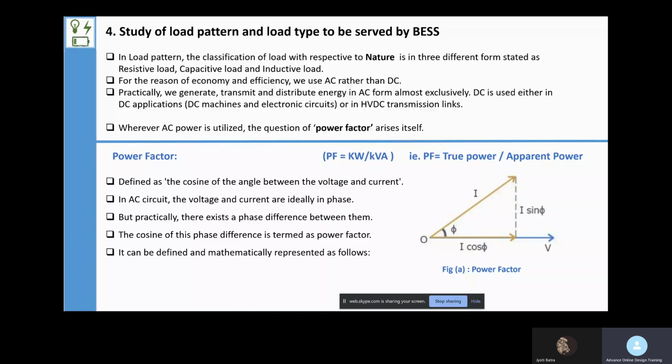What is power? Power is VI cos phi, correct, if you look at the single phase. So what is the power factor? It's the angle, the difference between your current and voltage. So it's basically a cos angle. That's why it is the cosine of the angle between voltage and current, this theta, this phi.